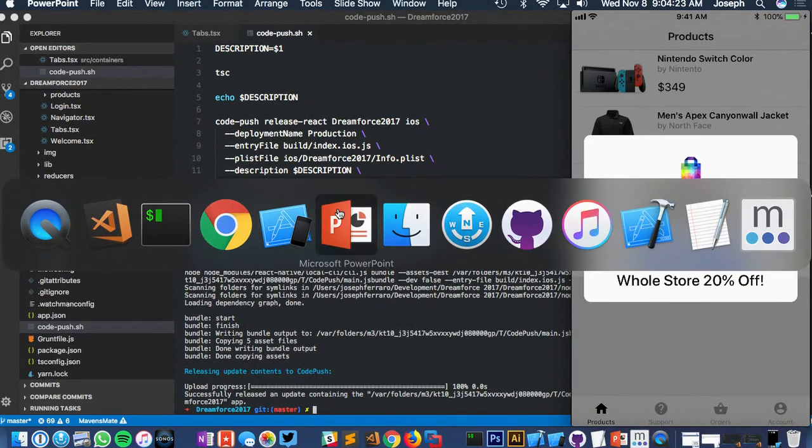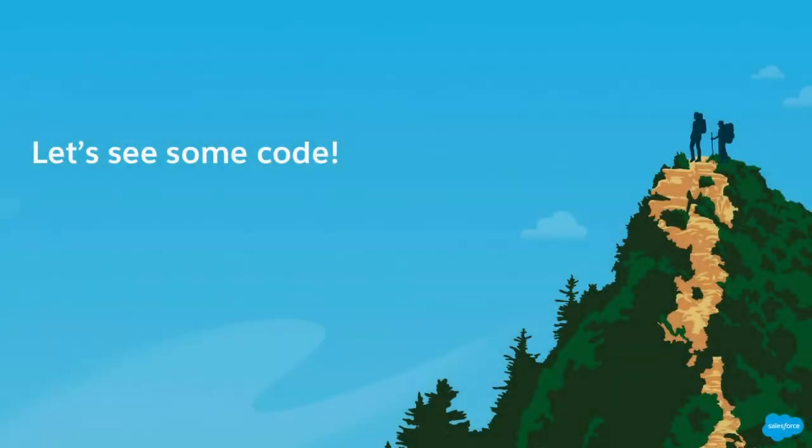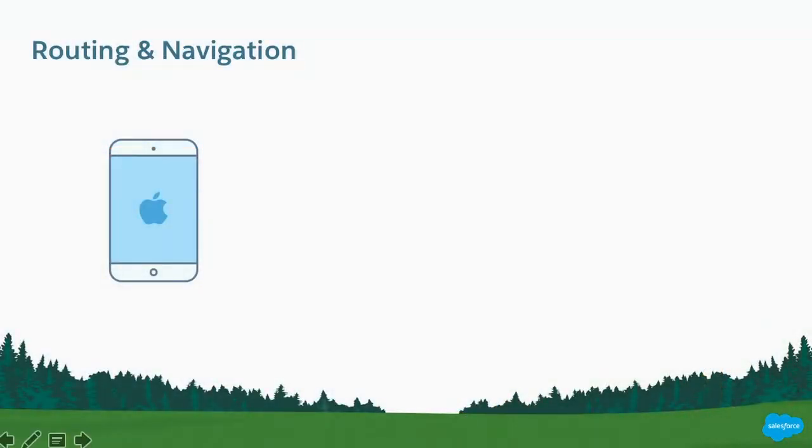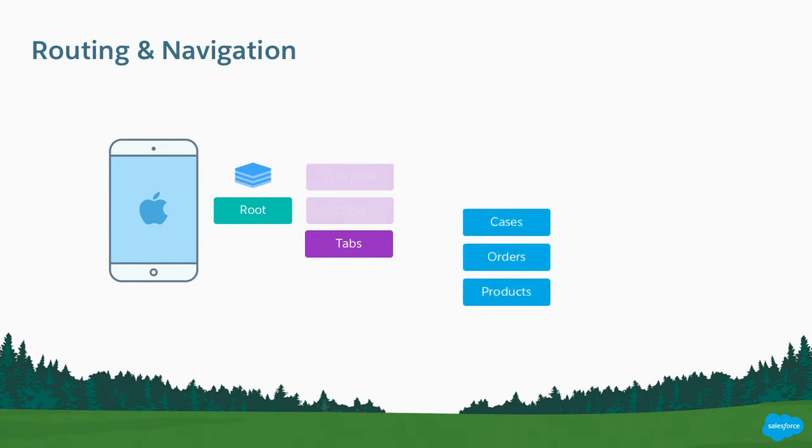Okay, so we went through a couple of different demos there. I just want to circle back and, visually, because I am a visual person, walk through a couple of these concepts. For routing and navigation, you have this root component in React. We had those initial views, a welcome, login, and then we had a tab view. The tab had a number of different stacks nested inside. So we have cases, orders, products, and actually there's one more for account.